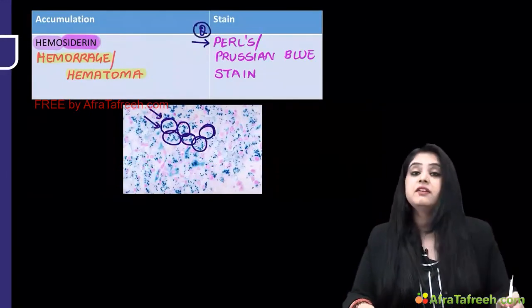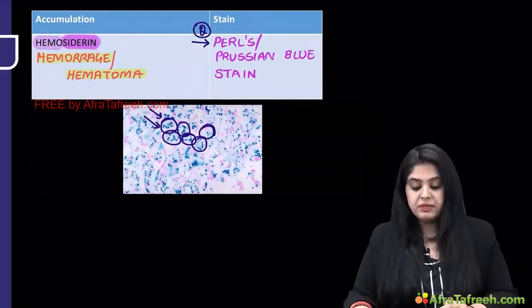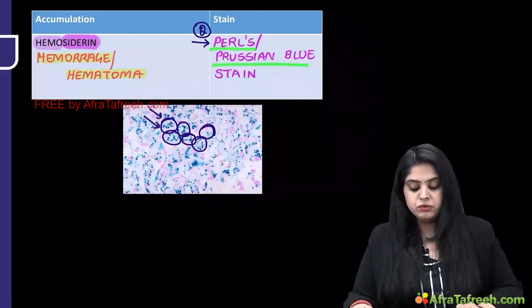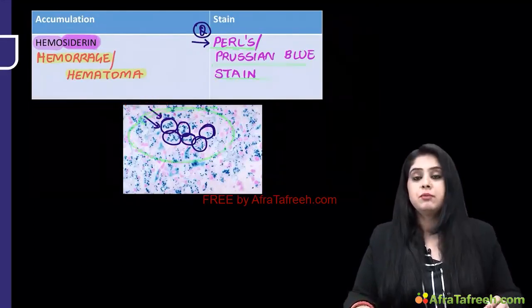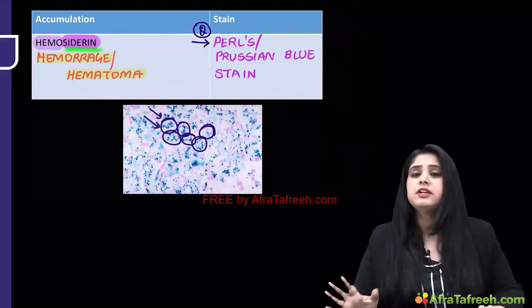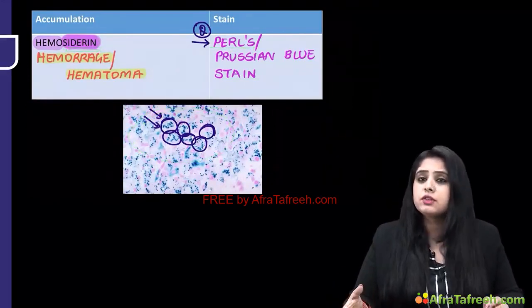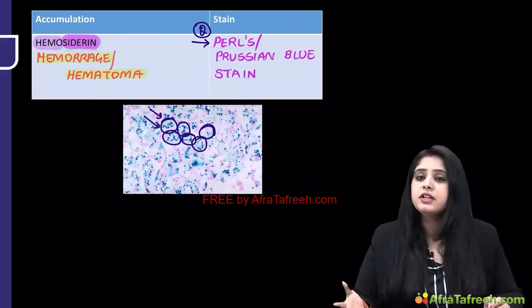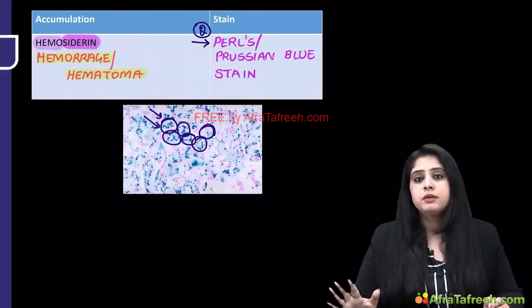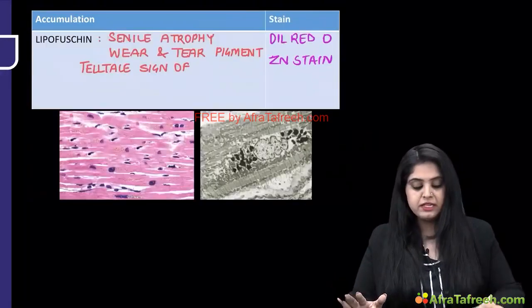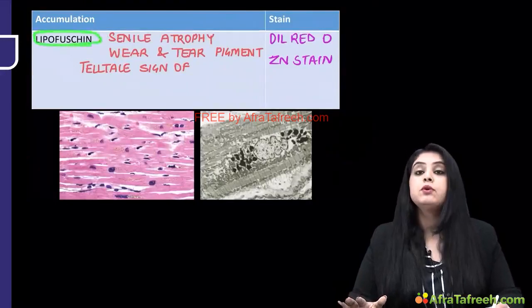Very, very important PYQ again that you have to know. Repeating once again: pearls or Prussian blue staining is something that is going to come up whenever they give you any iron related history, iron overload, hemosiderosis, hemochromatosis, any iron related history, you're going to think of pearl stain. Coming to the next pigment that you have, the very famous lipofuscin.